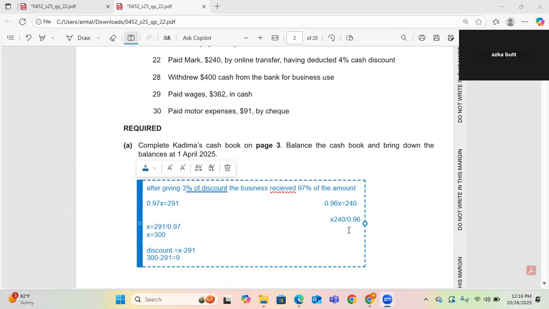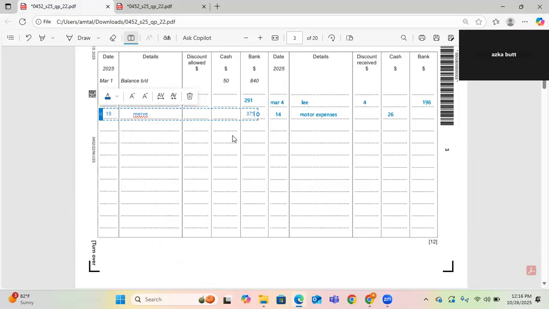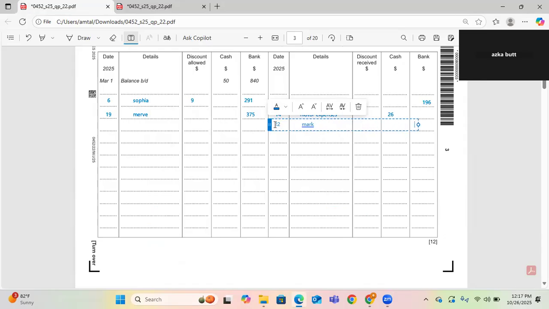So if 250 is the original amount and we have paid 240, it means that the $10 is the discount which we have received. So we will write it here now. On 22nd March, we gave the money to Mark, which is 240, and we have received the discount, that is 10. We received a $10 discount.